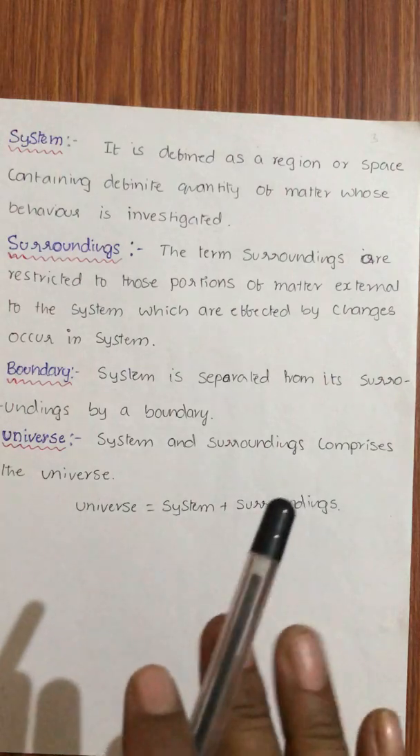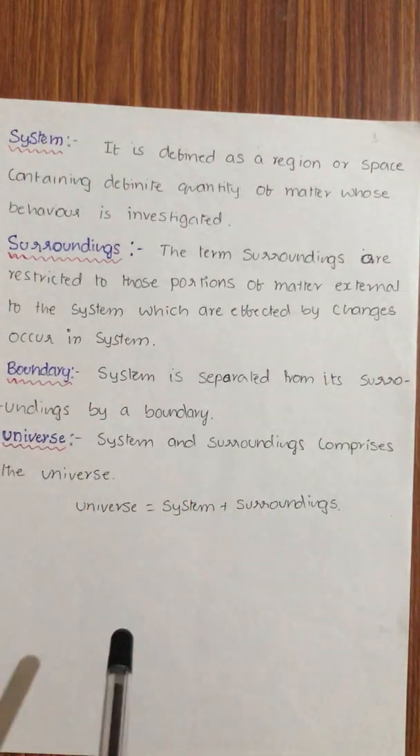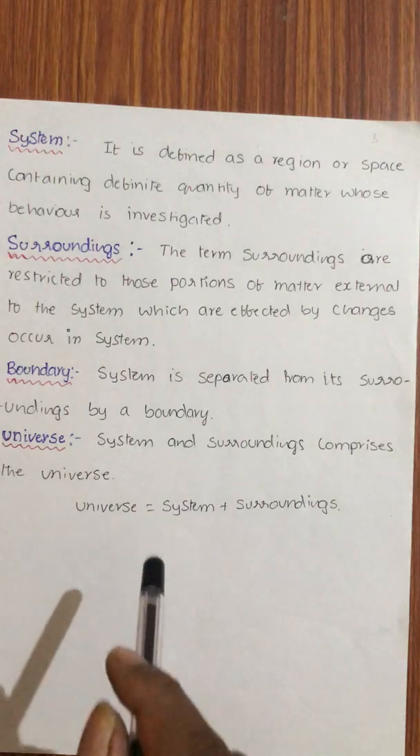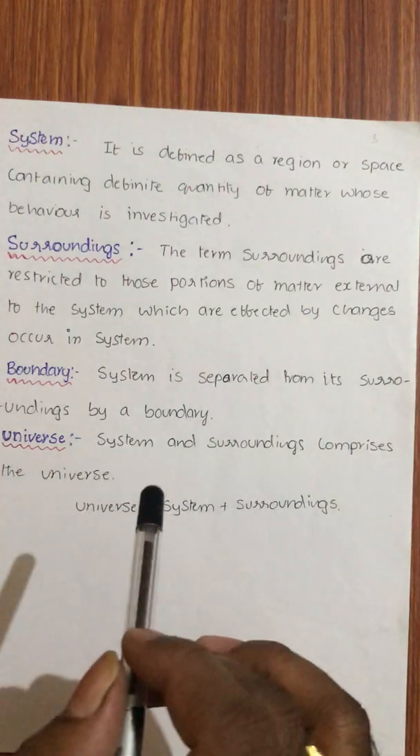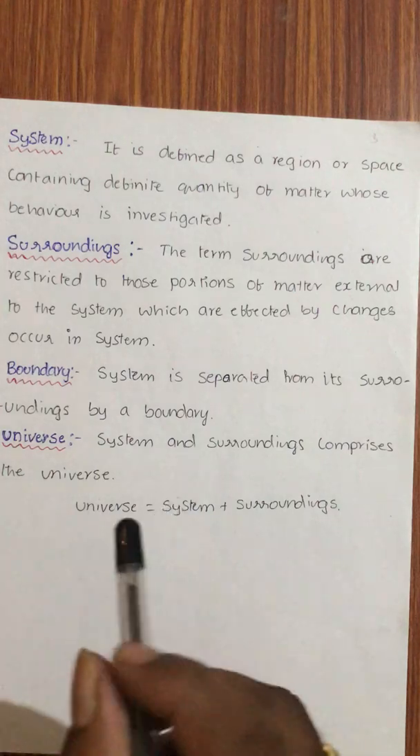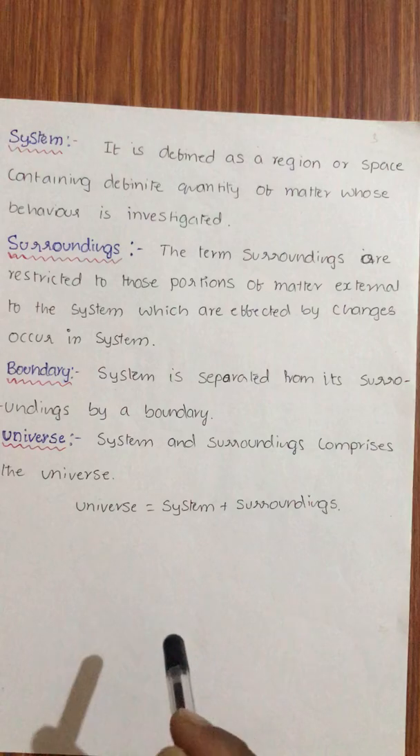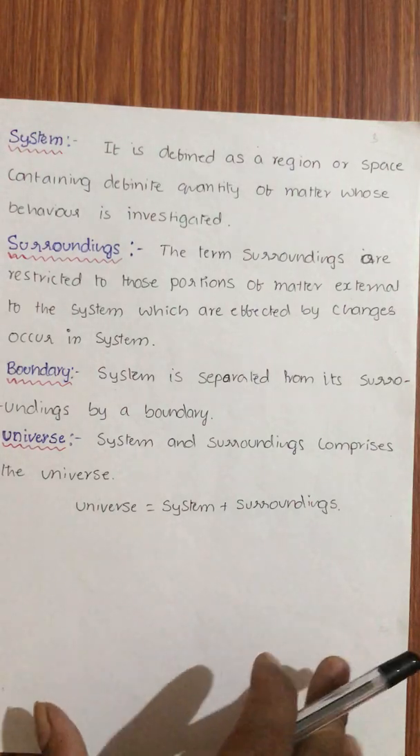After some time, a layer is formed on the top of the coffee. That also restricts the heat transfer from the coffee. So that is an imaginary layer. That means the boundary sometimes may be a physical boundary, sometimes an imaginary boundary.